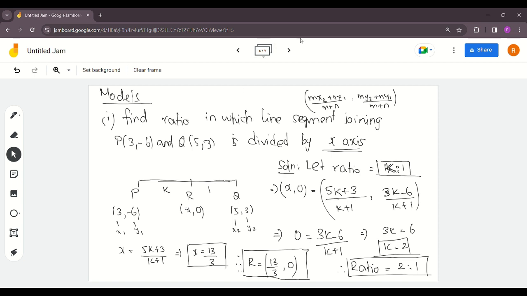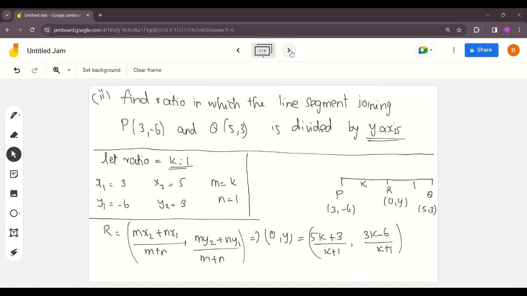I'll change the question slightly and I'll write the same values, but instead of dividing it by x-axis, I'll write dividing it by y-axis. So let the ratio be k is to 1. x1, y1, x2, y2 values I have written, m and n values are written. Instead of x comma 0, I have to take 0 comma y, this dividing into the y-axis. So I am applying the section formula same way, but now instead of equating the y coordinate, we have to equate the x coordinate, because here it is 0. So 5k plus 3 by k plus 1 is equal to 0.